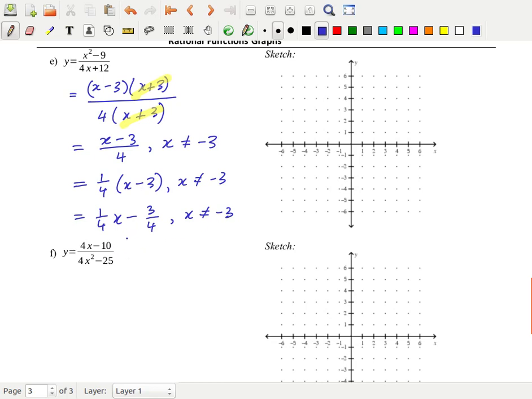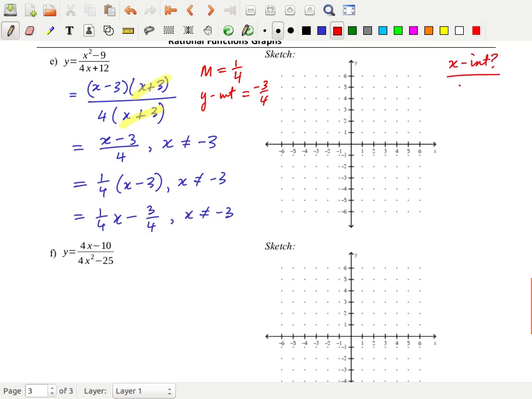So that said, if we take a look at this actual line, well, the line has a slope of 1/4, and that's easy enough to graph. We've got a nice grid to do that. But the y-intercept is equal to -3/4, and that's pretty awkward. So you might actually want to perhaps make use of the x-intercept.